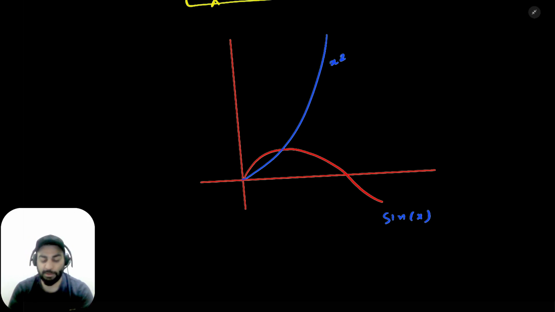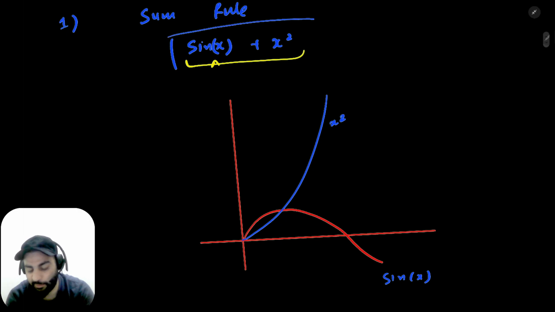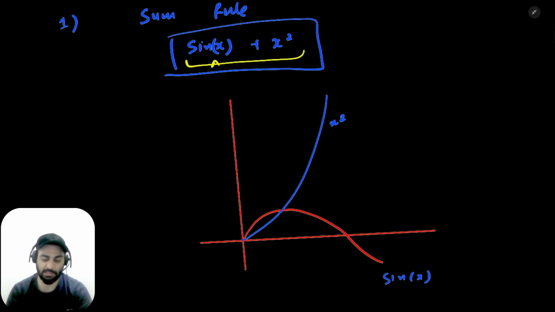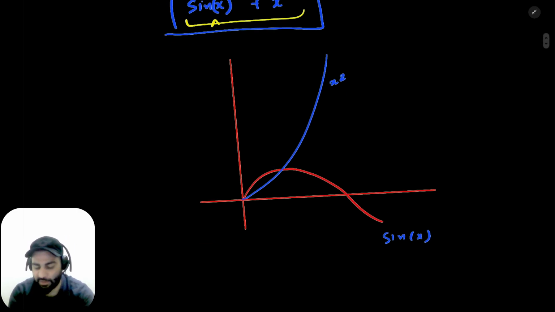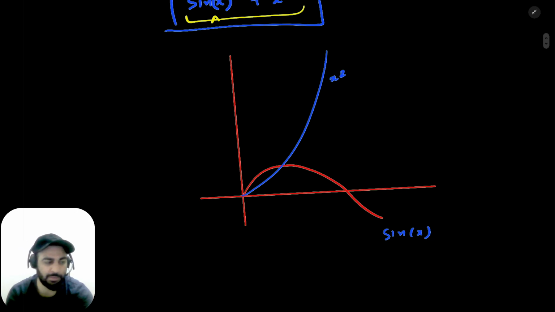So what is the meaning of this? If I want to differentiate this, sine x plus x square, what's the meaning of this? The basic meaning is that we have to just create a small nudge onto this x. We want to see how this x affects. If I slightly change the value of x, what will be the effect?